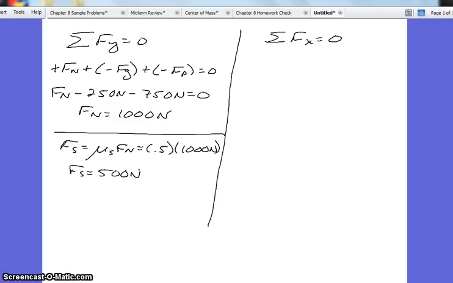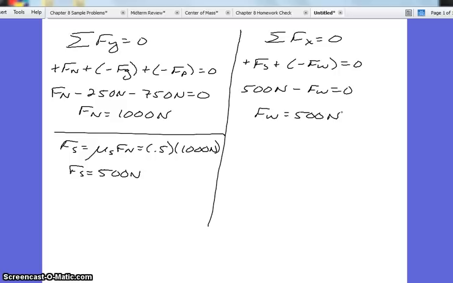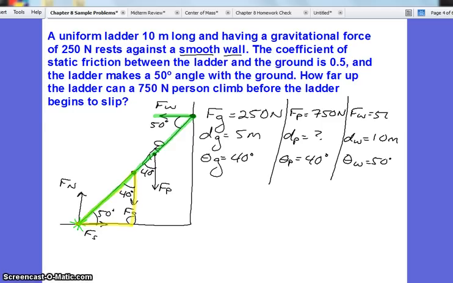In the x direction, we have that the static friction is to the right and the force of the wall is to the left. And so the force of the wall balances out the static friction, and is also 500 newtons. So now if we go back here, we know the force of the wall is 500 newtons. Then we can proceed. We know everything we need except for this one variable.